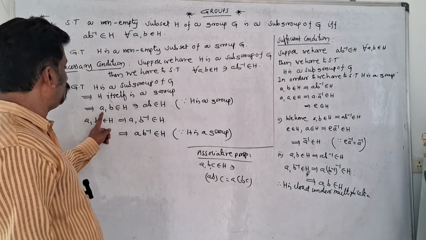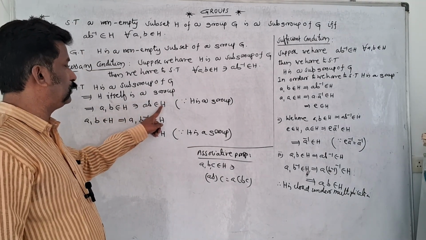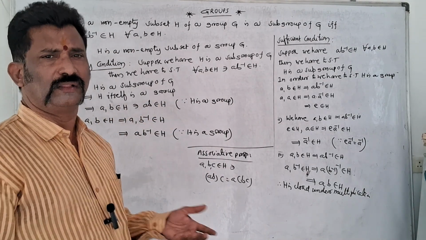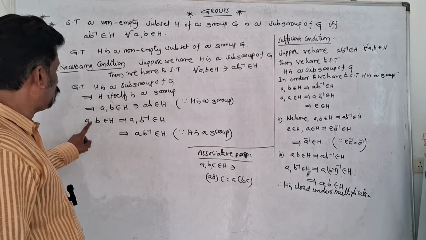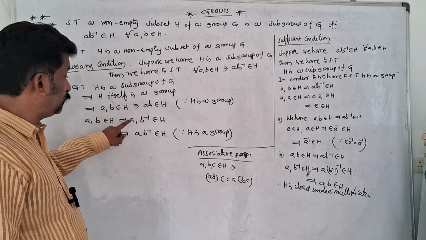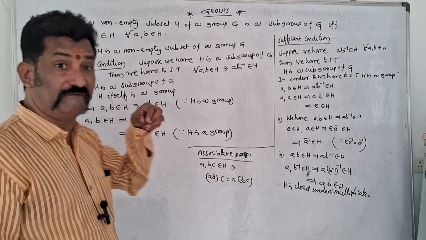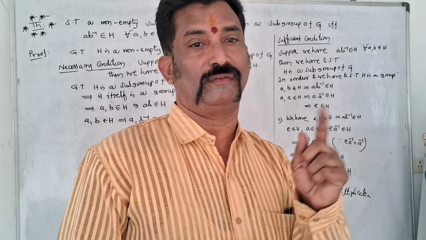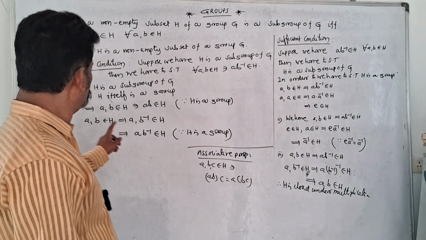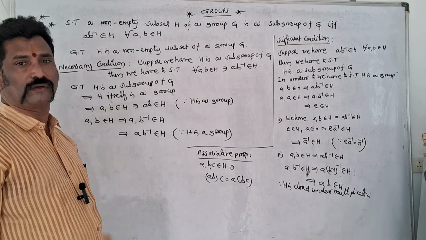So a, b belongs to H, which implies ab belongs to H, since H is a group. That means the closure property. Similarly, a, b belongs to H, which implies a, b inverse belongs to H. Every element in H has a multiplicative inverse. That's why b belongs to H means b inverse also belongs to H.